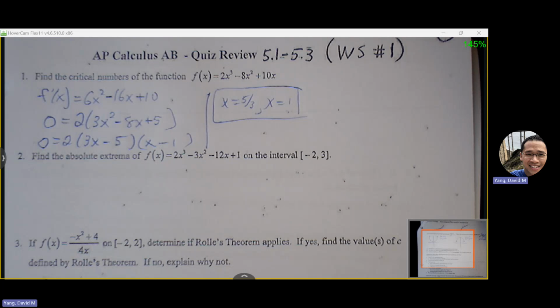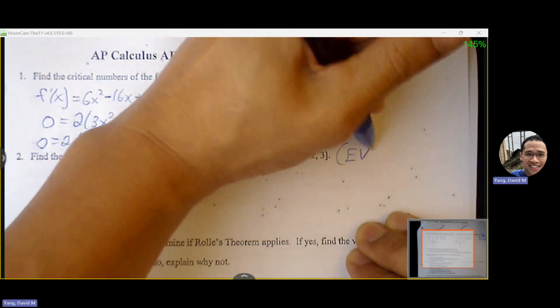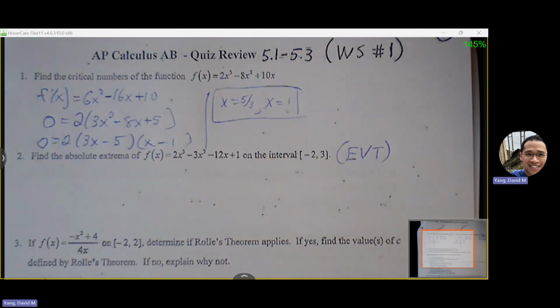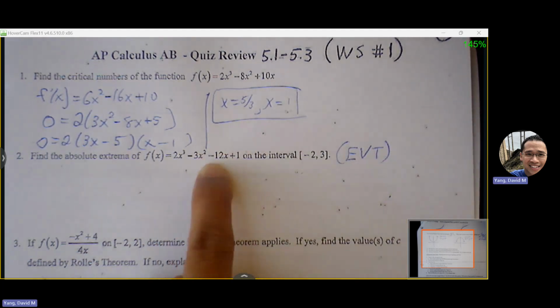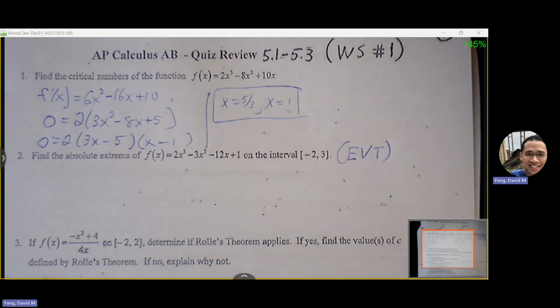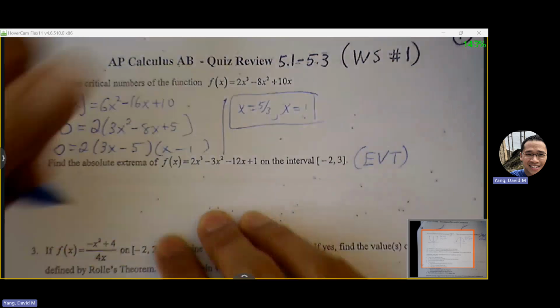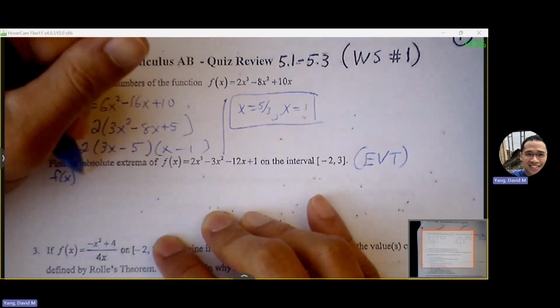Okay, find absolute extrema. What theorem are we applying here? Extreme value theorem, right? Now, on the quiz, on the test, I'm going to ask you if it's extreme value theorem, mean value theorem, or Rolle's theorem, you need to be able to write the conditions. What condition is required for extreme value theorem? Function needs to be what? Continuous on the closed interval. This is a polynomial, so that's an easy one to decide. No issues with continuity, but we have to make sure we write out that statement. Okay? I'm looking for that statement to earn full credit.